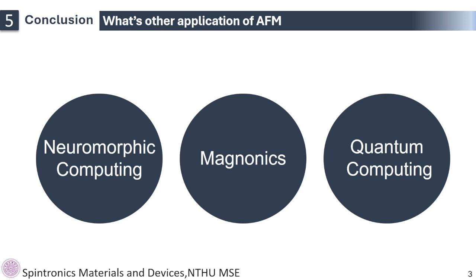And the third one is quantum computing. This is mainly about the control and operation of quantum bits, also called qubits. And because AFM has no net magnetization, it can form stable quantum states for this application.